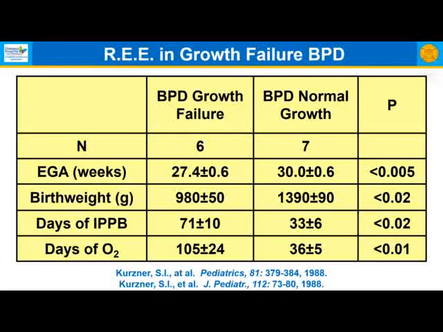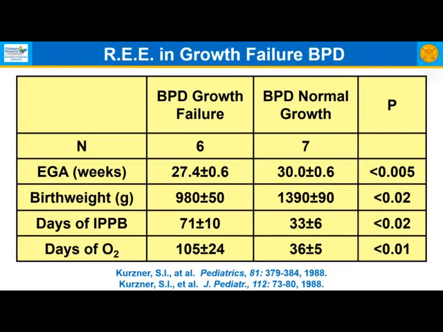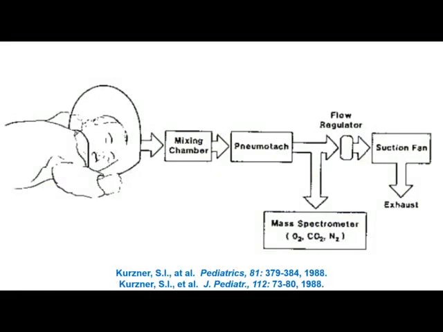They studied 6 infants with BPD that had growth failure, and 7 infants with BPD who had normal growth. Gestational age was worse in the babies with growth failure, 27 weeks versus 30. Birth weight was a bit lower, 980 grams versus 1390. Days on mechanical ventilation and days on supplemental oxygen were more in the growth failure group. They constructed an indirect calorimeter where we had a baby in a hood.